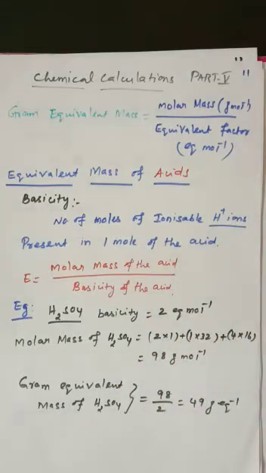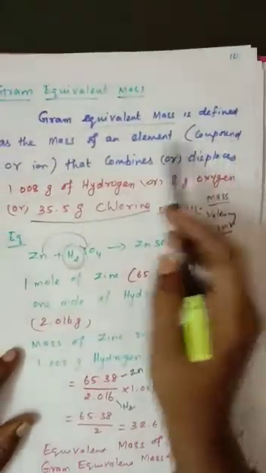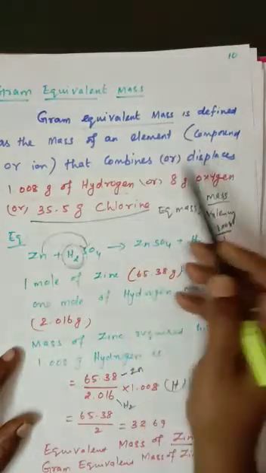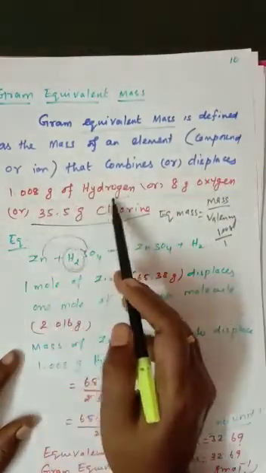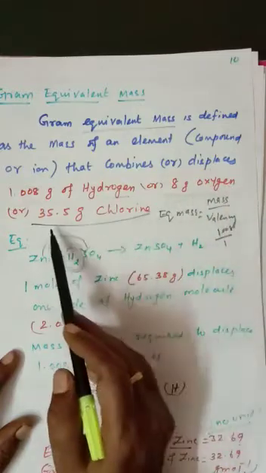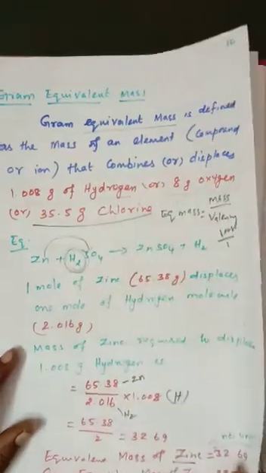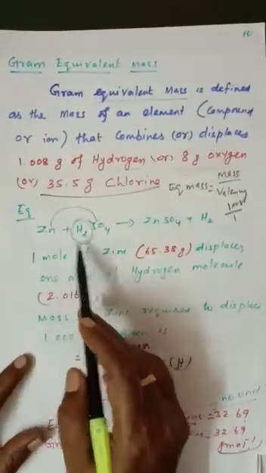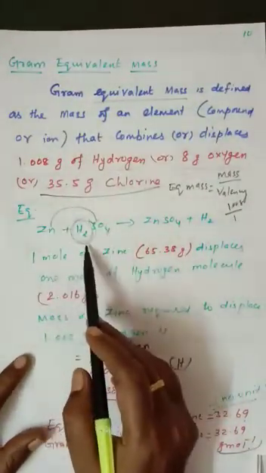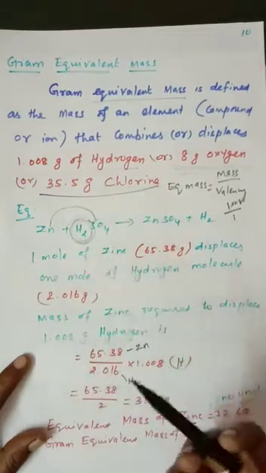Last class we have seen gram equivalent mass. The gram equivalent mass is defined as the mass of an element that combines or displaces 1.008 grams of hydrogen, 8 grams of oxygen and 35.5 grams of chlorine. So we are seeing one more example: zinc and H2SO4. Zinc replaces 1 mole of hydrogen. It requires such much amount.